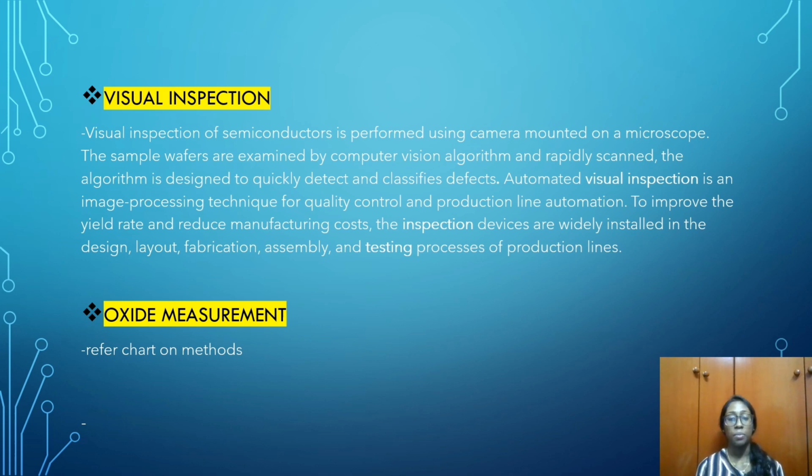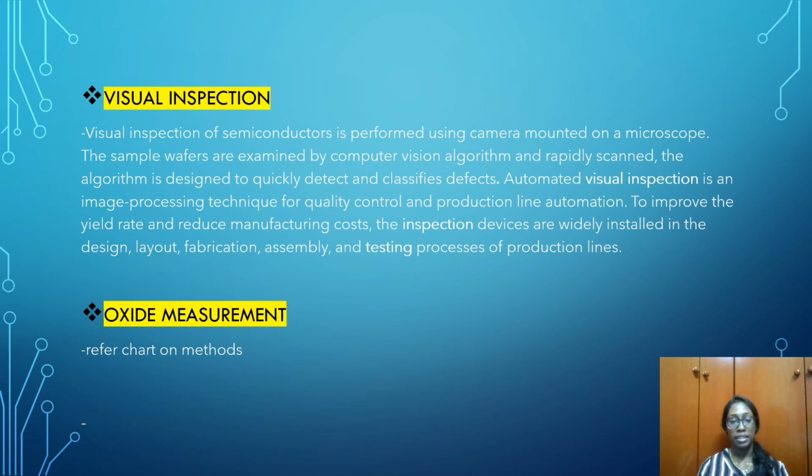So to make our work easier, we are using an automated visual inspection system, which is an image processing technique for quality control and production line automation. This is to improve the yield rate and reduce manufacturing costs. This inspection device is widely installed in all the design, layout, fabrication, assembly, and testing processes of production lines.